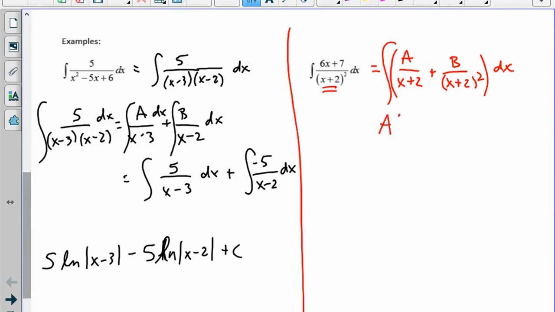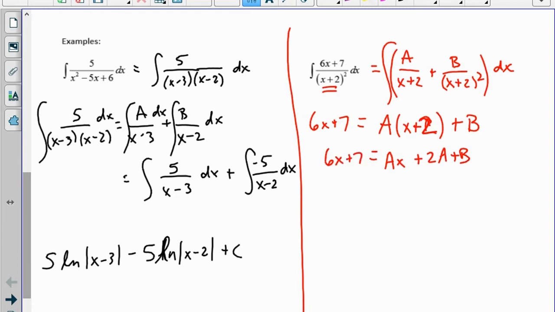So this is a times x plus 2 plus b, and that equals 6x plus 7 after I multiply through by the common denominator. So I get ax plus 2a plus b equals 6x plus 7. So notice that a has to be 6 because that's the only thing that has an x. And since that's true, if a is 6, 2 times 6 plus b must equal 7. So that means b equals negative 5.